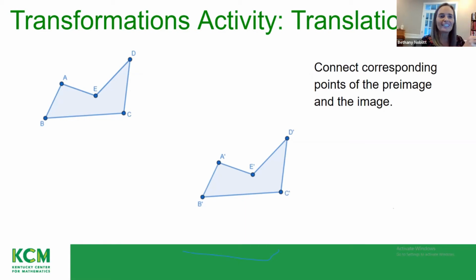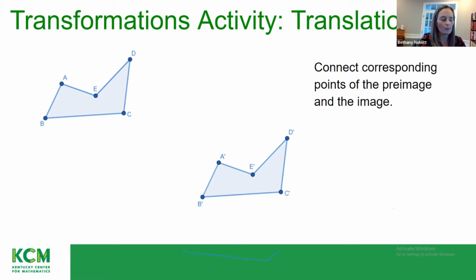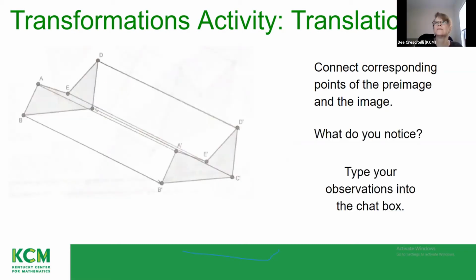The first part of the activity, you were given two figures, and you were told that this represented a translation, and you were asked to connect corresponding points of the pre-image and the image. The pre-image is this A, B, C, D, E figure, and the image is this A prime, B prime, C prime, D prime, E prime figure. You were asked to connect corresponding points of those figures, and when you did that, it might have looked something like this. And then you were just asked to make some observations.